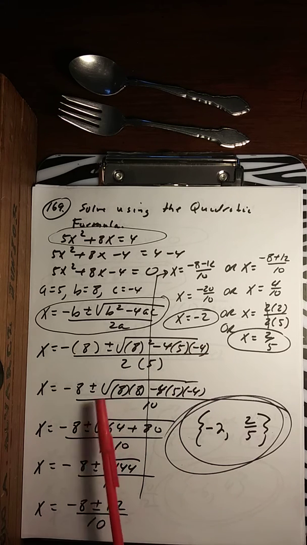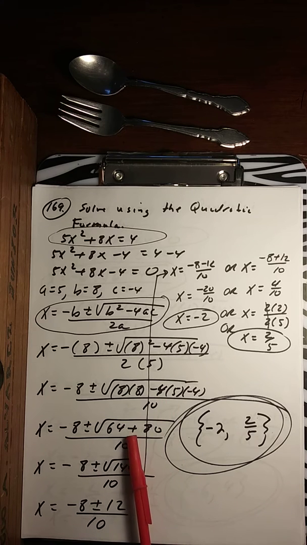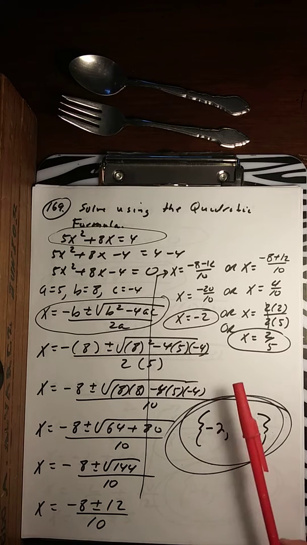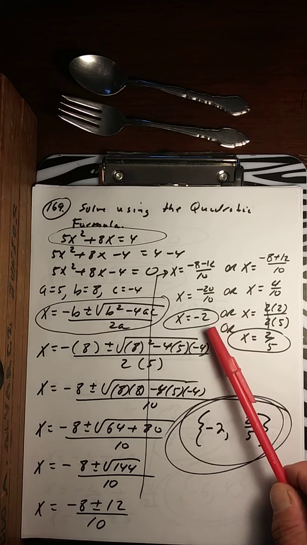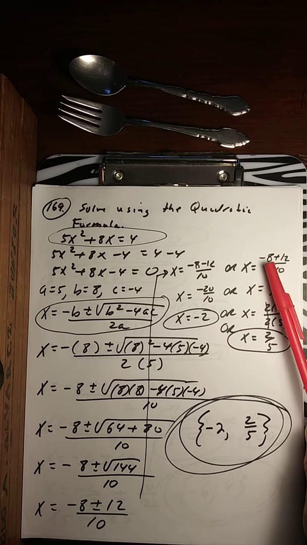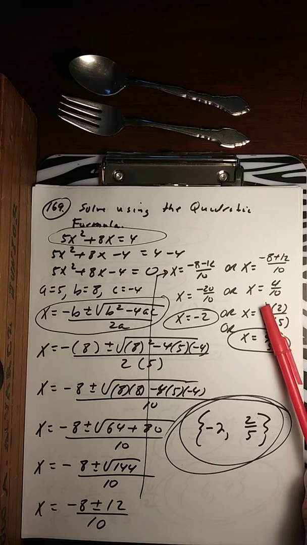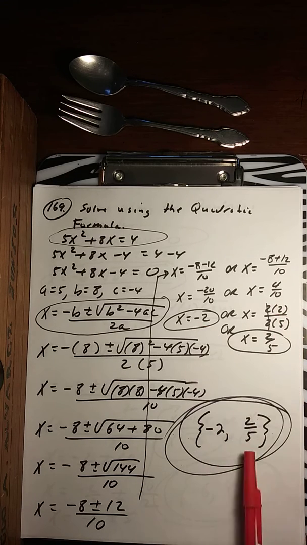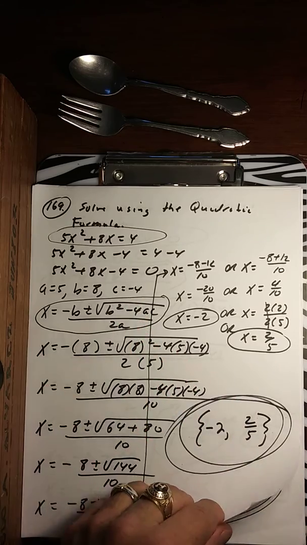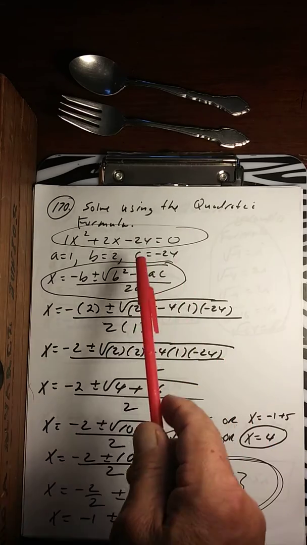So we have negative 8, 64 plus 80, negative times negative is positive, 144. The square root of 144 is 12. So you have negative 8 plus or minus 12. So negative 8 minus 12 is negative 20 over 10 is negative 2. And the other is 4 over 10, but 2 times that, 2 times that, so the 2's go away, so you have 2/5. So negative 2 and 2/5, using the quadratic formula.